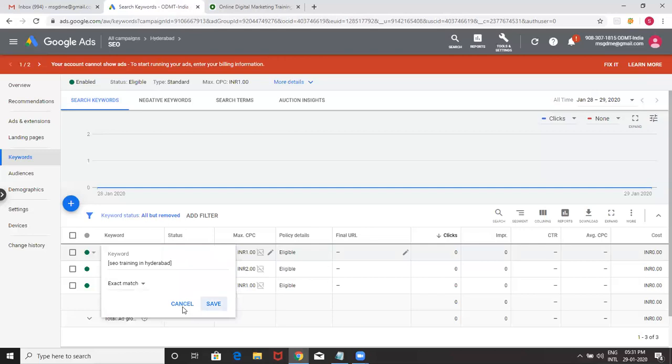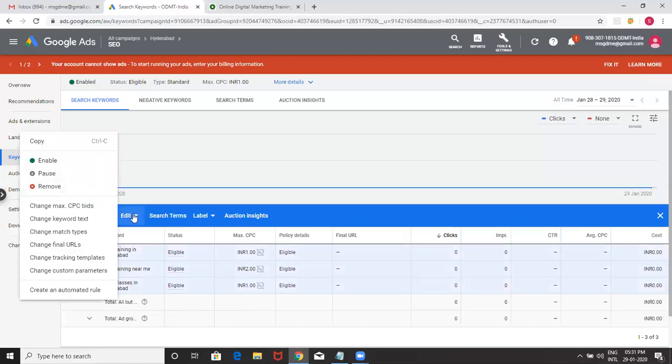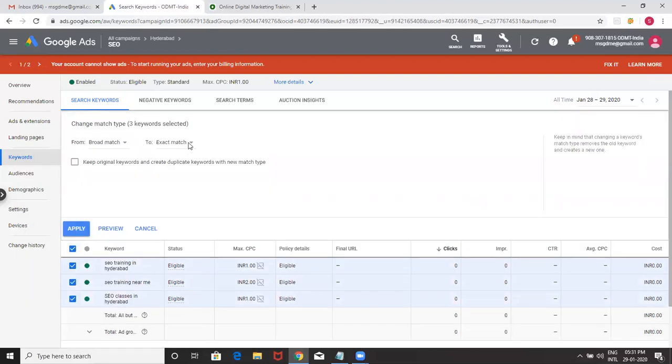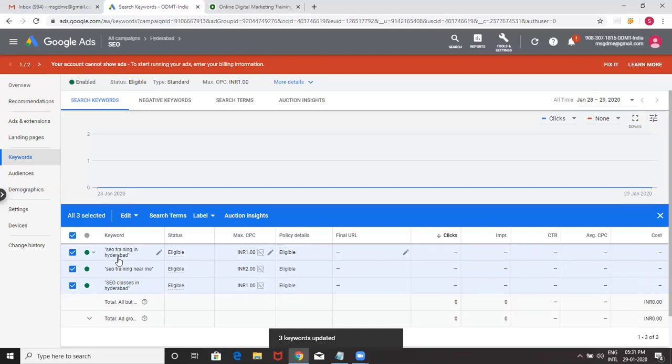Why is the broad match modifier not there? For broad match modifier, you have to give the plus symbol. There is no separate thing. That also comes under broad match only. Assume that you have 5,000 keywords. You can't go there and change them one by one, right? So bulk changes you can do. Select all, edit, then here change match types from broad to exact match or broad to phrase match. Apply. Now all the keywords will be done like this. Got it?